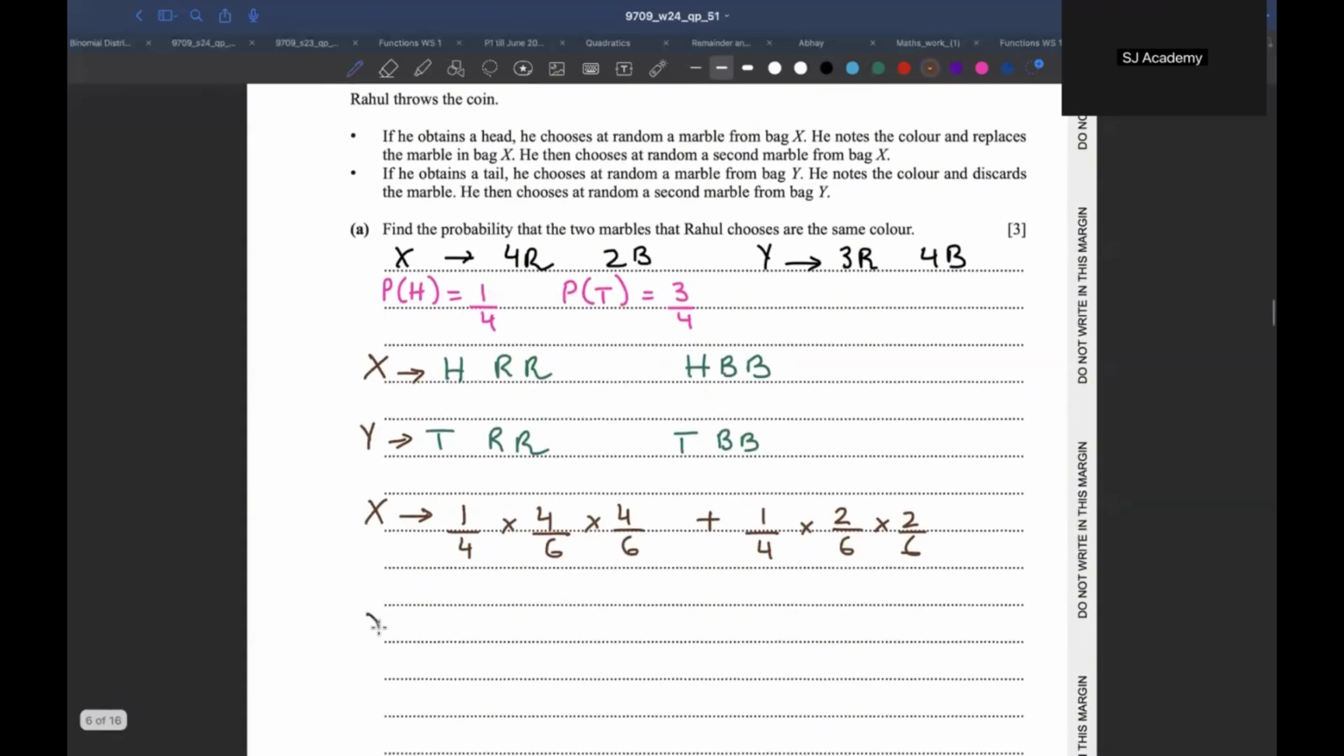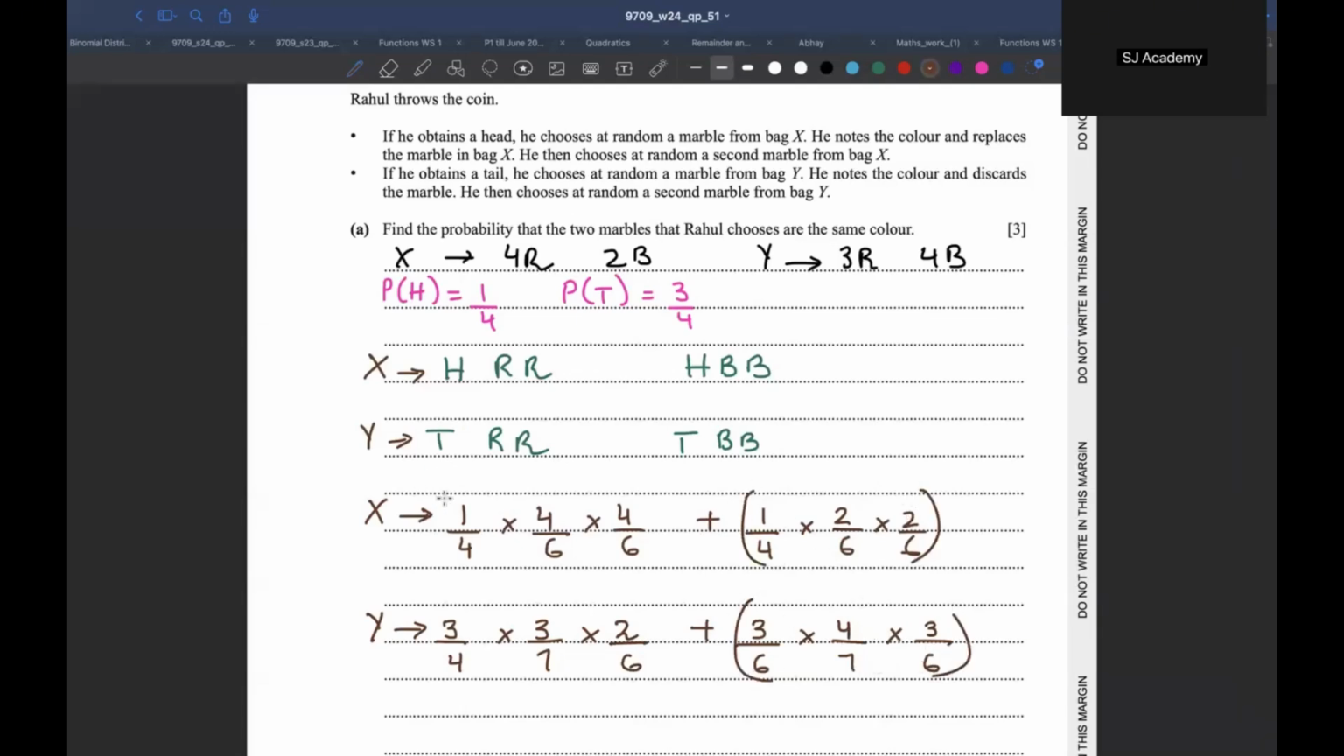Or if he gets a tail, the probability is 3 upon 4, and the probability of a red marble is 3 out of 7. Because he discards it, next time the probability of a red marble will become 2 upon 6. Or if he gets a tail, he can get 2 blue marbles in a row. So that will be, okay, that's wrong, this will be 4 upon 7 multiplied by 3 upon 6.